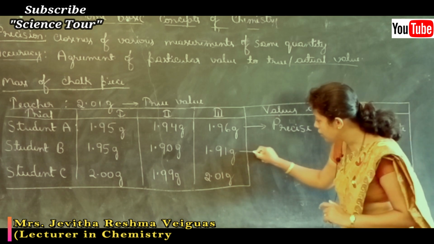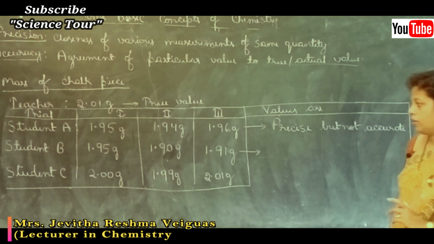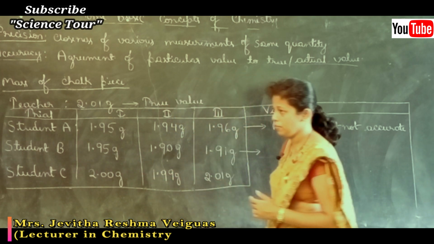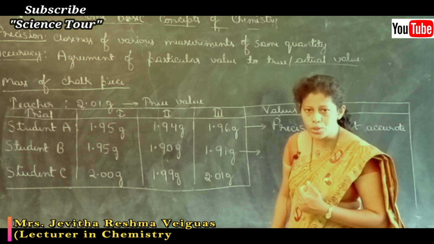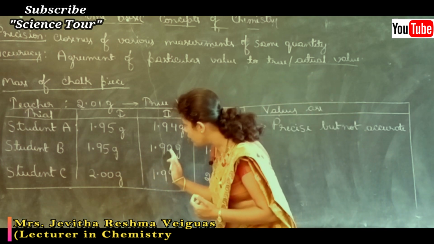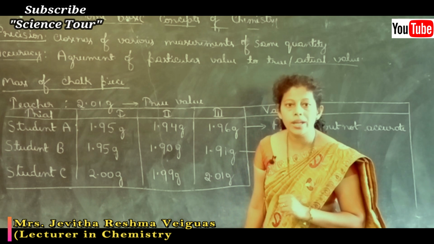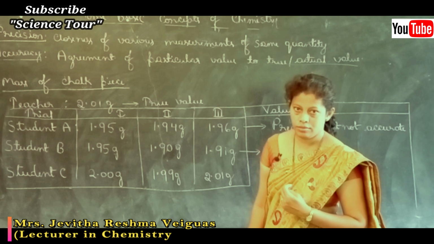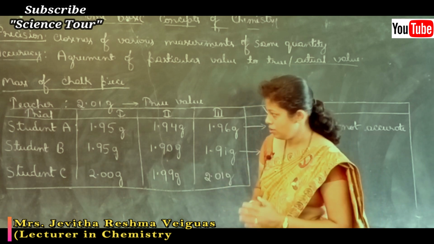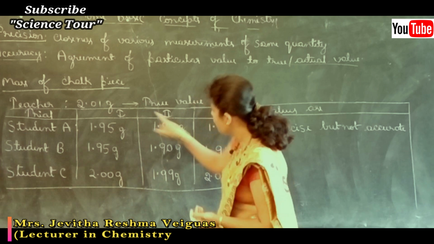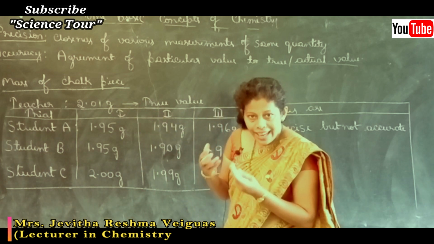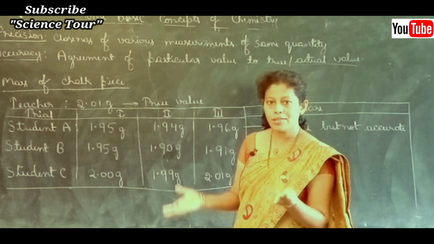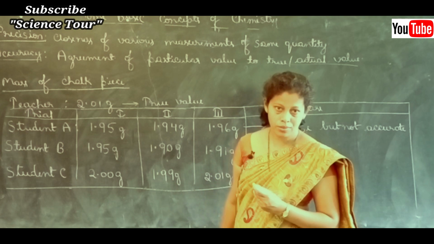Now let's take student B values. 1.95 gram, 1.90 gram, 1.91 gram. Values are not close. See, from 1.95 to 1.90, a difference of 0.04 is there, which is the error. So values are not close. Just look at the values and compare with the true value. Whether any one of the measured values is close to the true value? No. That means the various measurements are not close.